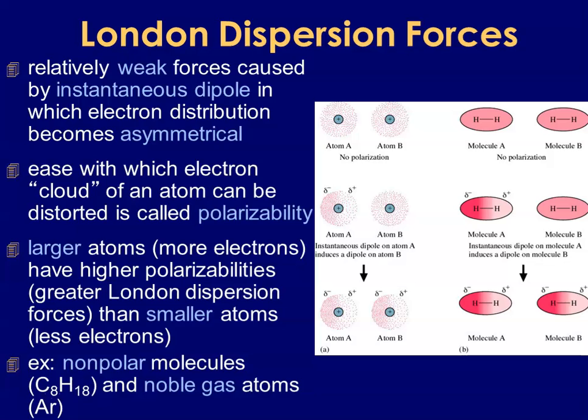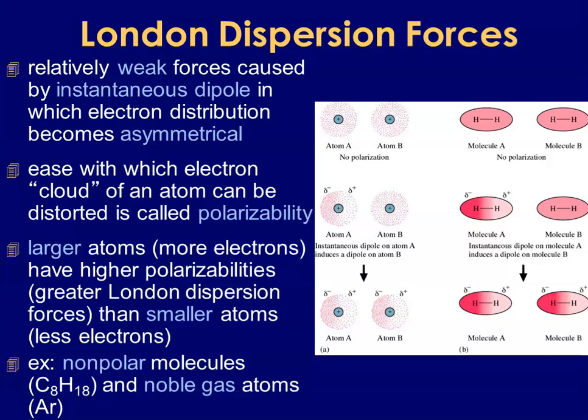So the first type of intermolecular force we're going to speak about are London dispersion forces. These are forces that can be found in pretty much any molecule or ion or atom, but they are going to dominate the type of intermolecular force that we find in our nonpolar molecules or in our neutral atoms. These result from instantaneous dipoles forming in these atoms or molecules.